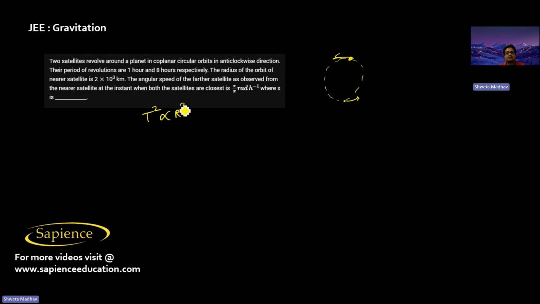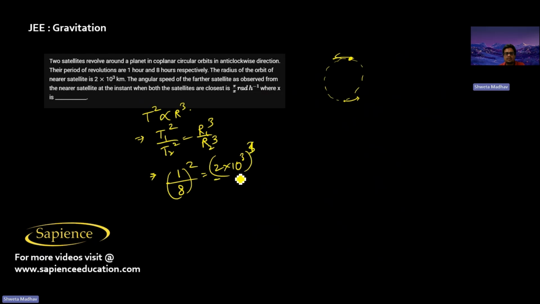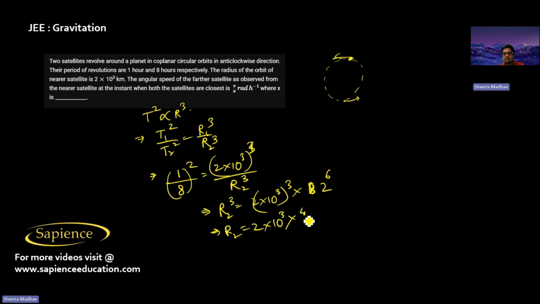We can say that T square is proportional to r cube. So T1 square by T2 square is equal to r1 cube by r2 cube. The time period of the first orbit is 1 hour and the other one is 8 hours. So 1 upon 8 whole square is equal to, for the nearer one, radius 2 into 10 power 3 whole cube divided by r2 cube. So r2 cube is equal to 2 into 10 power 3 whole cube into 8 square, that is 2 power 6. So r2 will be equal to 2 into 10 power 3 into 2 power 2, that is 4. So this is 8 into 10 power 3 kilometer.